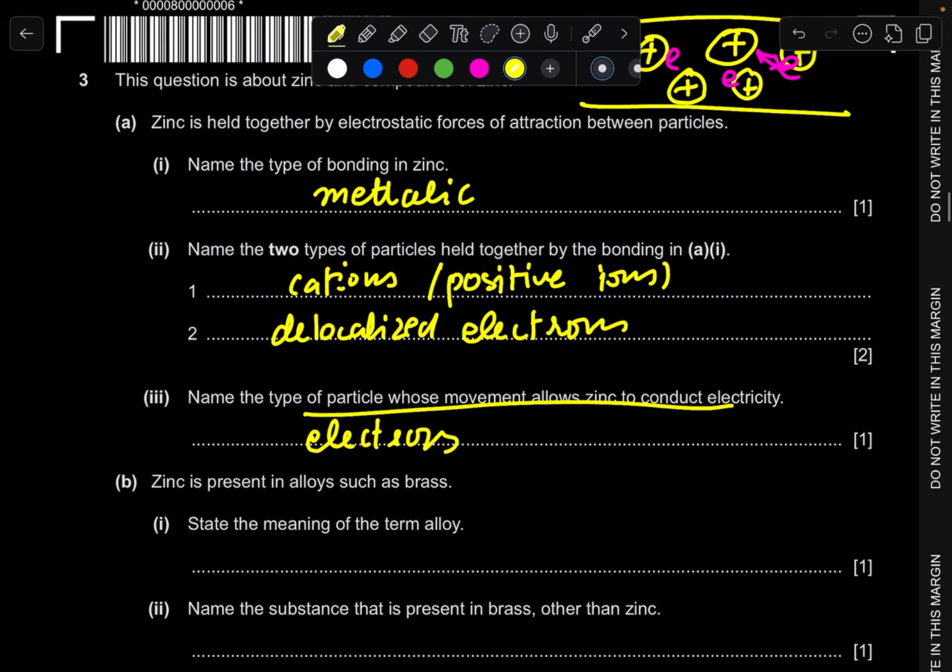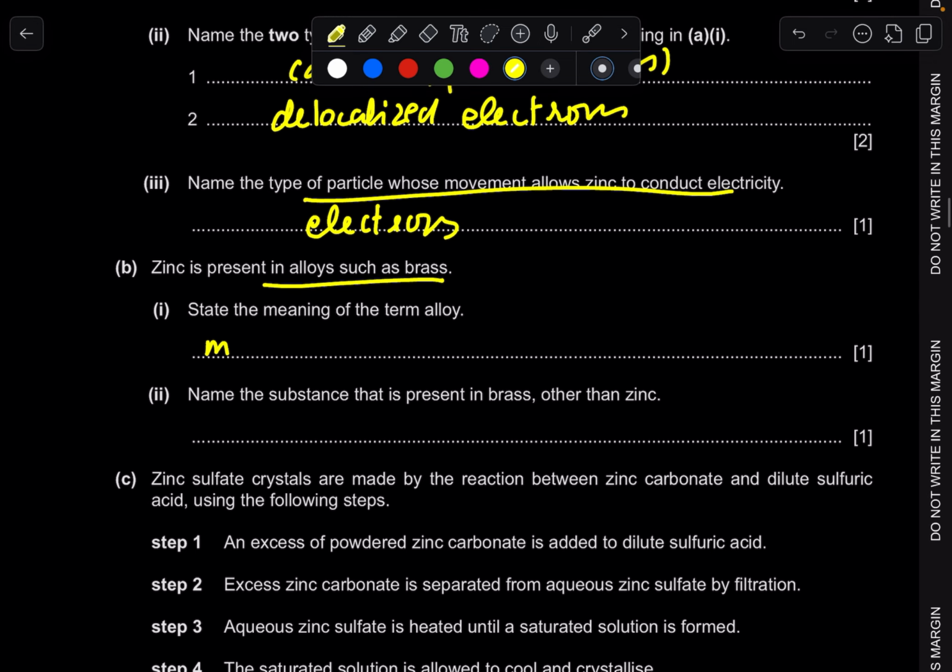Zinc is present in alloys such as brass. We know. State the meaning of the term alloy. Alloy is basically a mixture of two or more metals, or you can say non-metals.